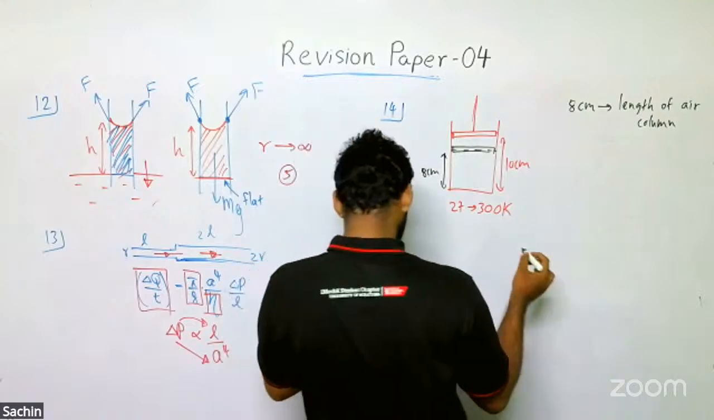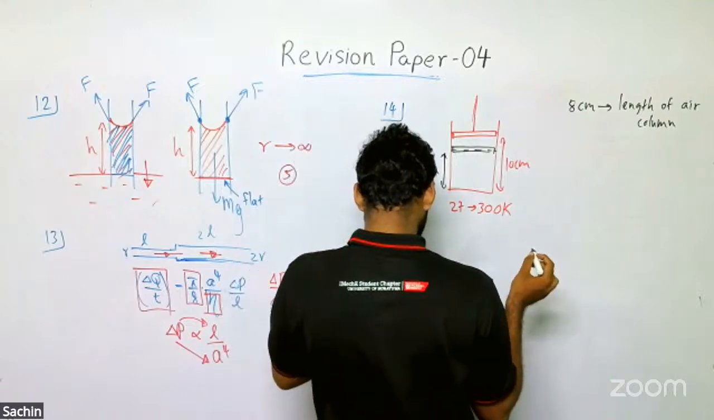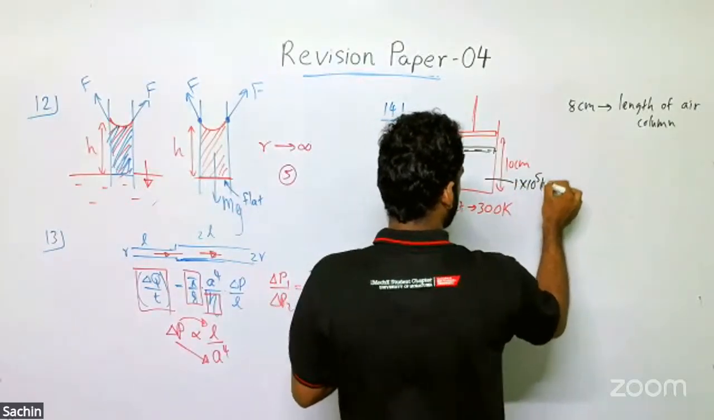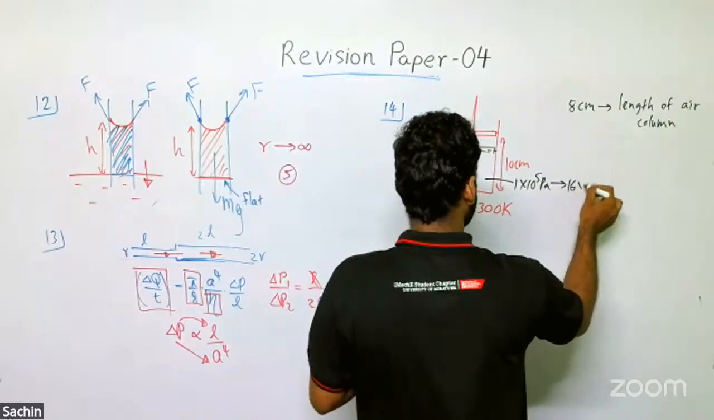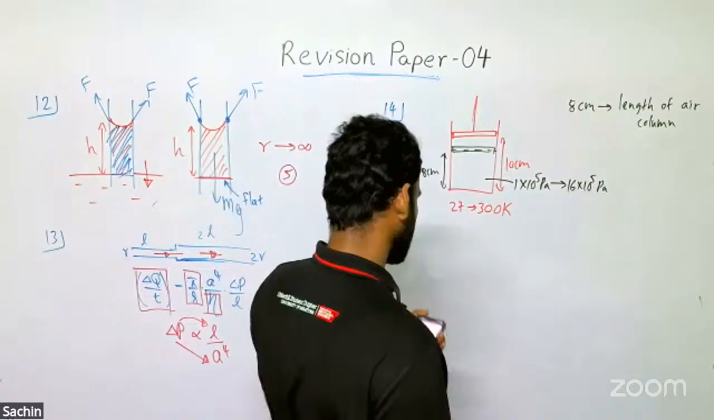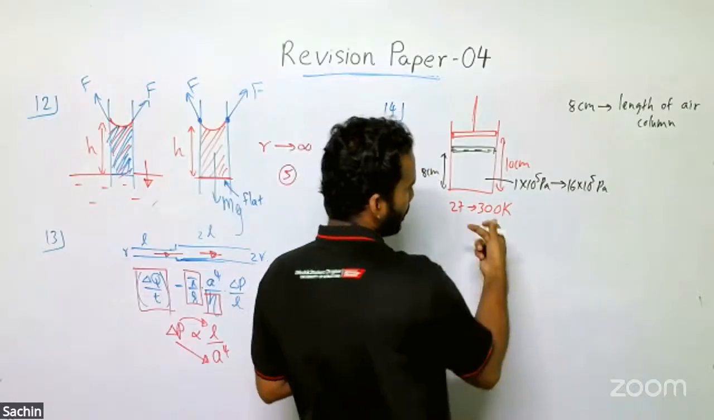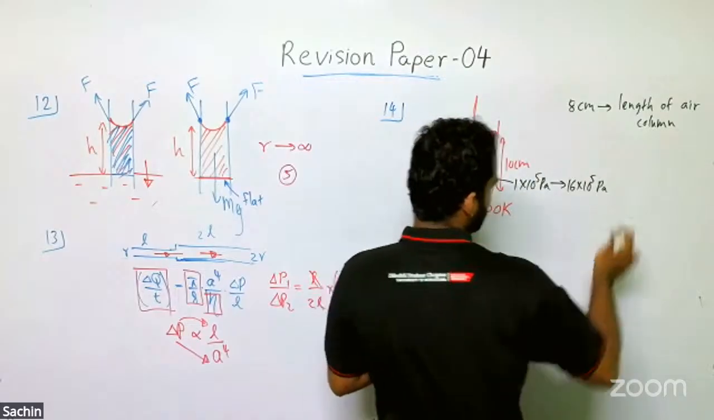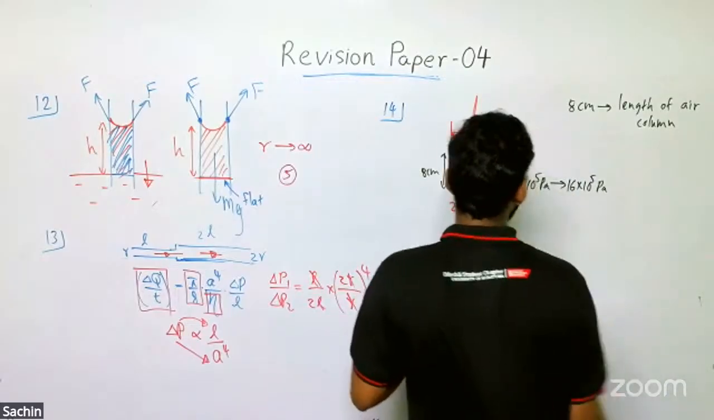So when it is moved until the air column is 8 centimeter, the pressure inside will be 16 to the power 5. So initially the pressure was 1 to the power 5. Now the pressure changes to 16 to the power 5. So what is the new temperature inside this cylinder? That's what they ask for.